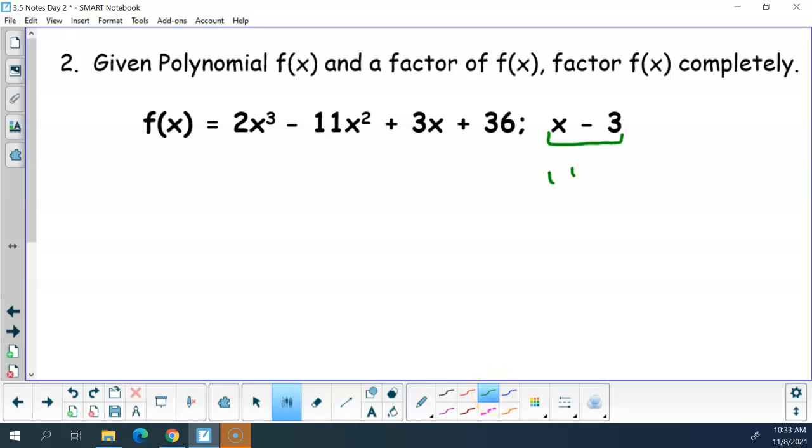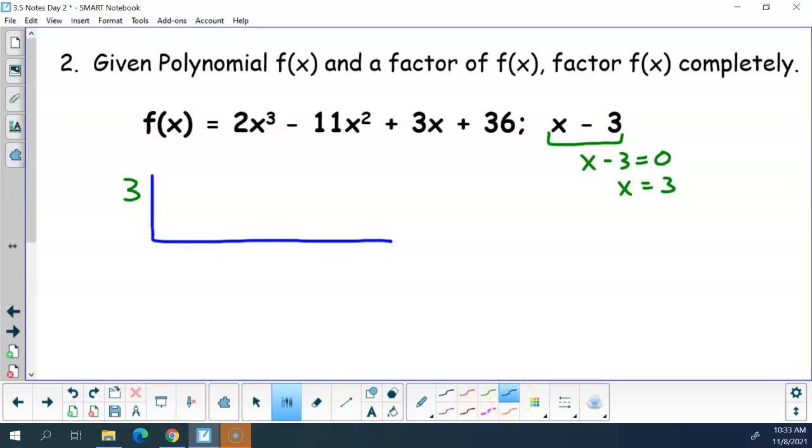So what do you want, Raj? 3. Because x minus 3 would equal 0, which means that x would equal 3. So 3 goes on the outside. What goes on the inside? Coefficients. 2, negative 11, 3, 36. Good job, Ross.